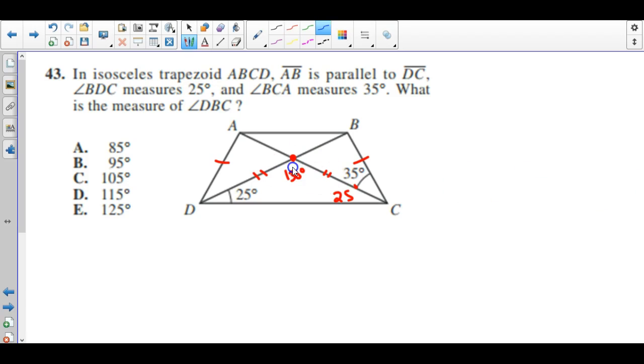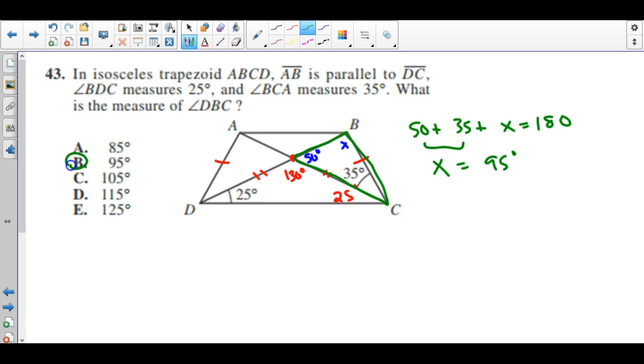If I know that this is 130 degrees, it would be a linear pair with this, which means it's 50. And then I could figure out what this angle is in the corner. I'm going to call it x. And then what I'm really going to do is just focus on this triangle. And I know that I can use my triangle sum theorem and say 50 plus 35 plus x is going to equal 180 degrees. So x is going to come out to 180 minus this 85 right here. So that is 95 degrees. So B.